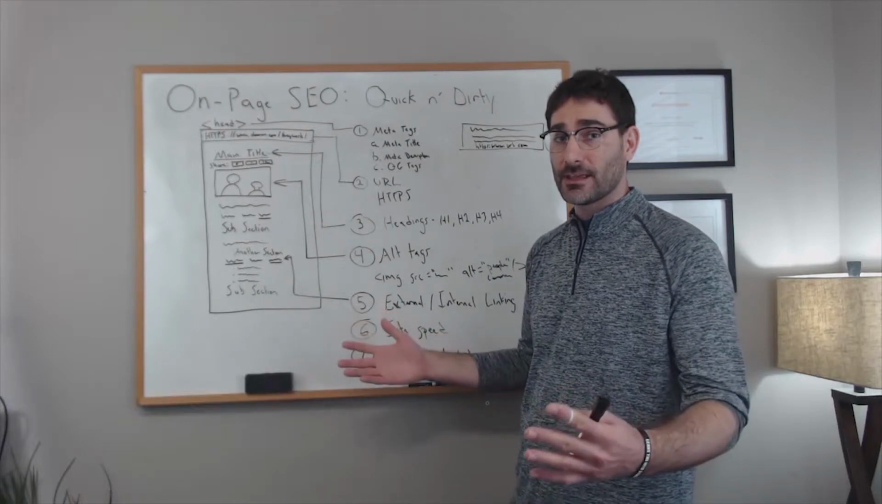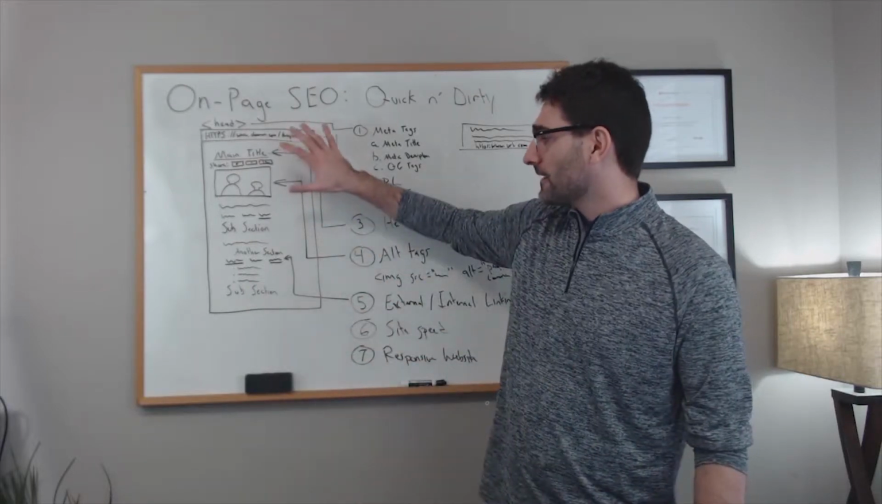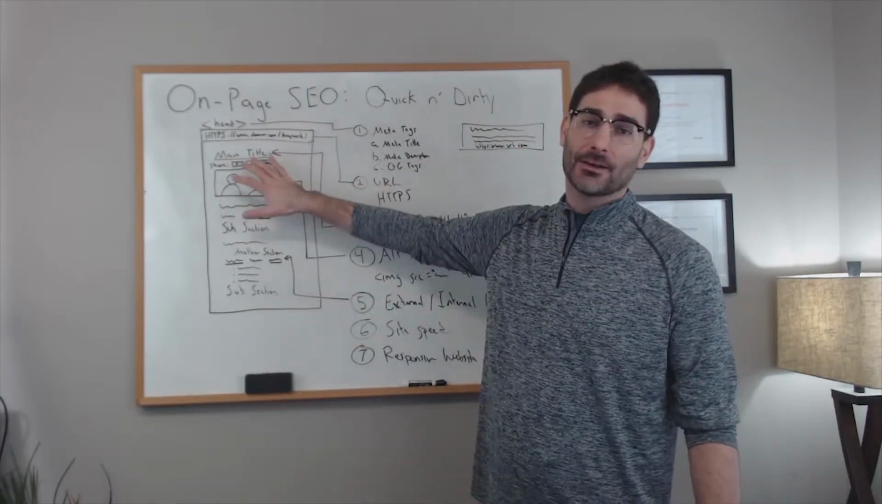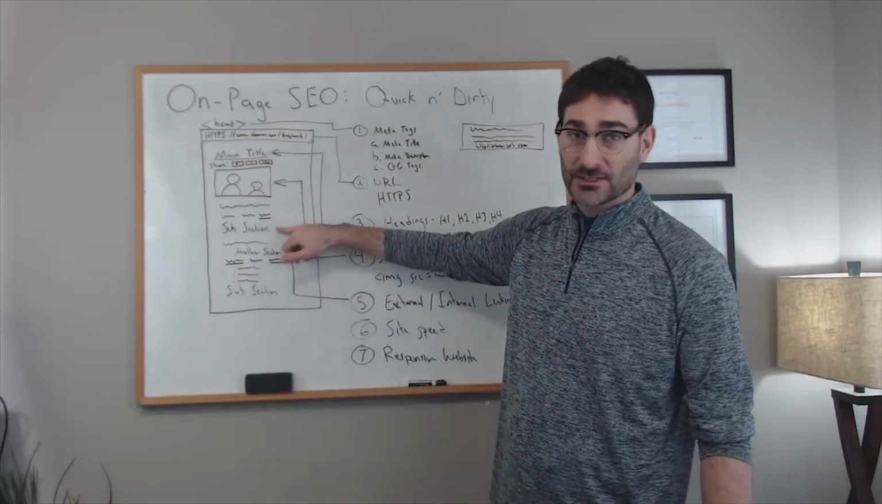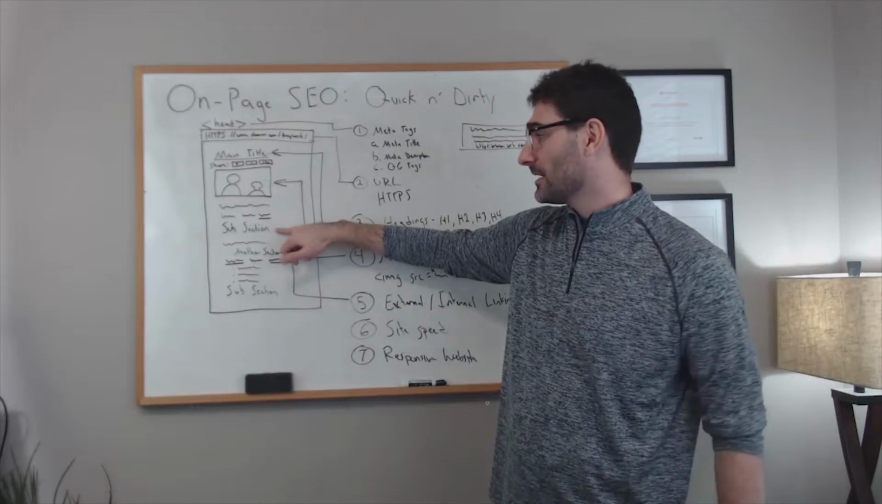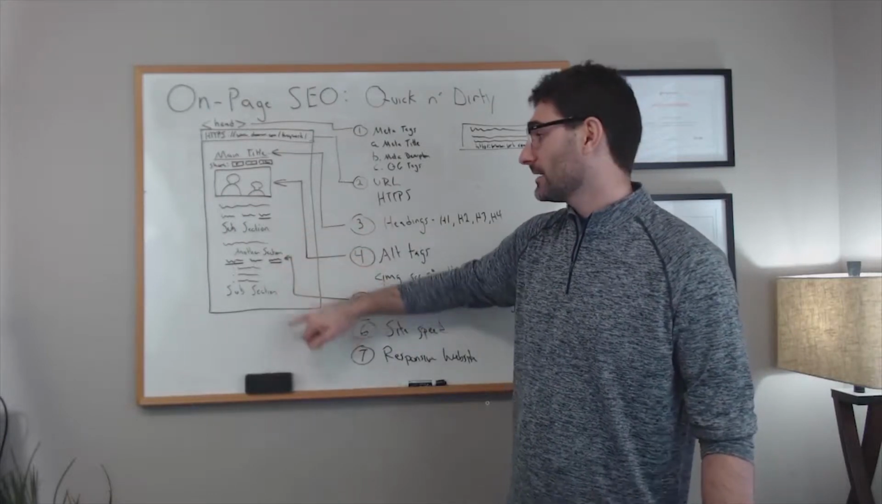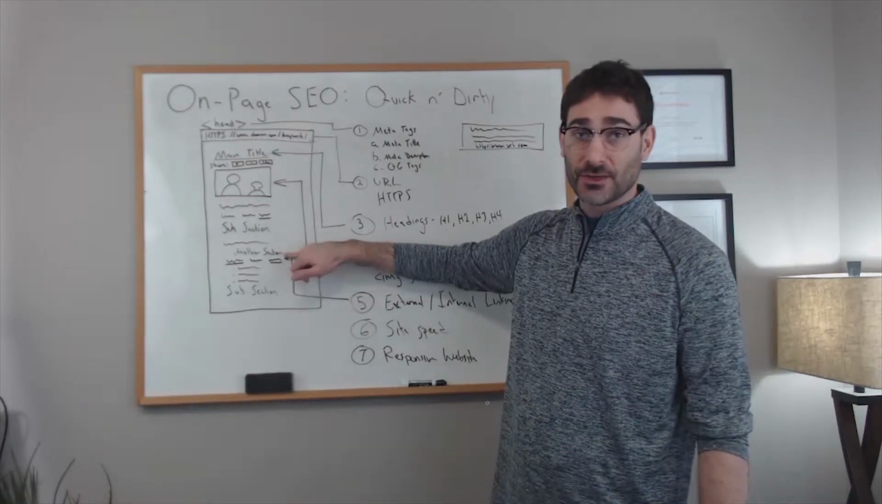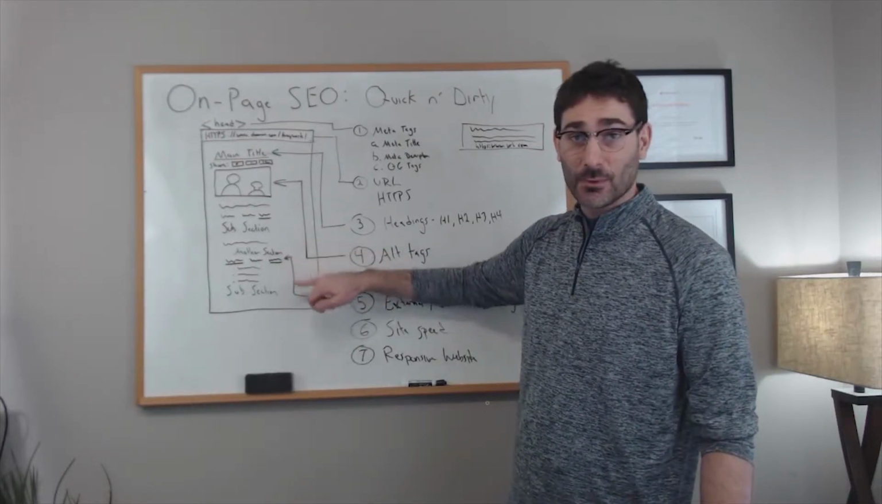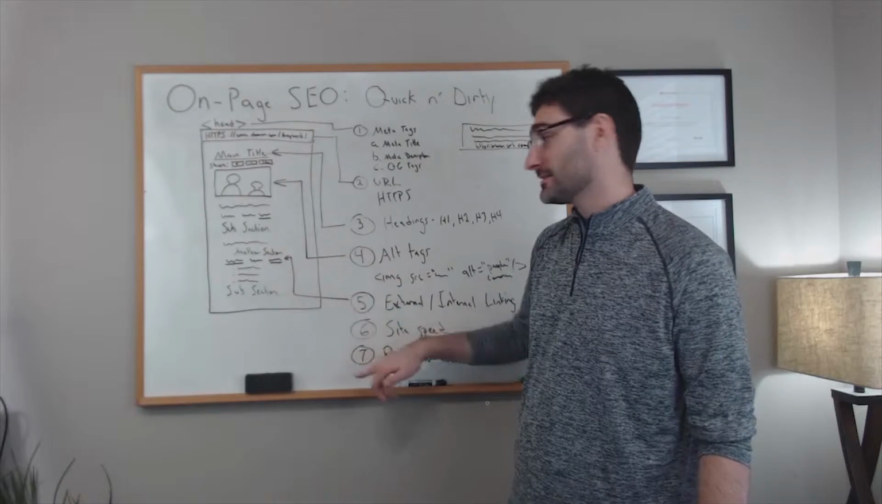So I like to think of it as a book. So if this was a book, the main title would be the title of the book, and the subsections, or the H2s, would be the chapters of the book. Now, if there are any subsections of each chapter, that would be a H3. And if you get even deeper than that, you can go to H4, H5, H6.